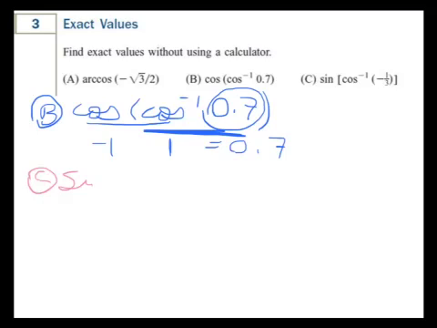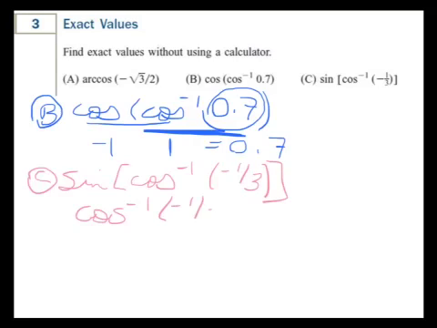C, we've got the sine of the cosine inverse of negative 1/3. And so the first one we're going to deal with is the cosine inverse of negative 1/3. So that's going to be the cosine of what angle is negative 1/3.